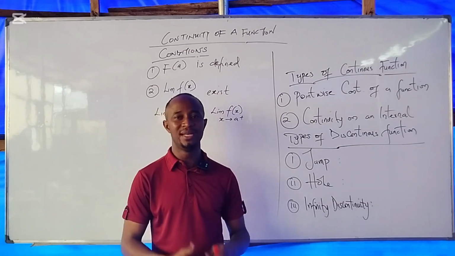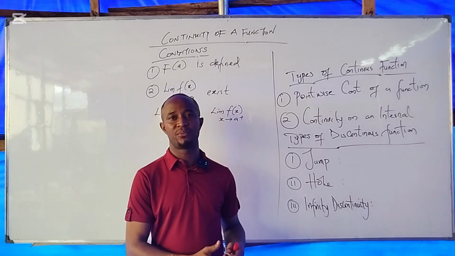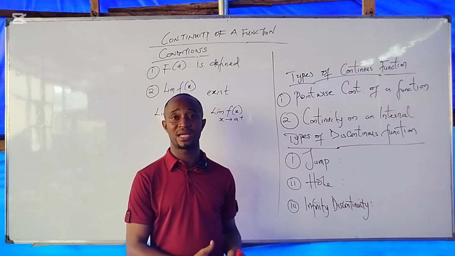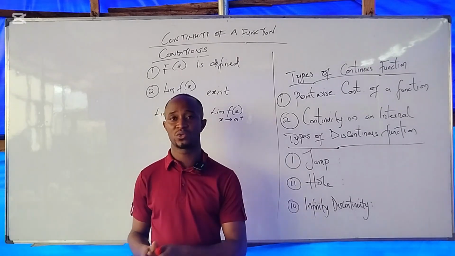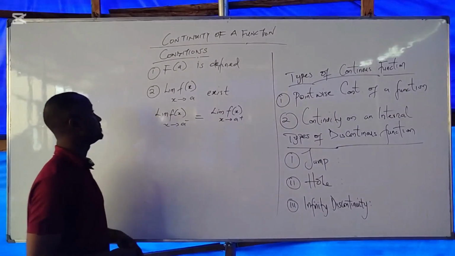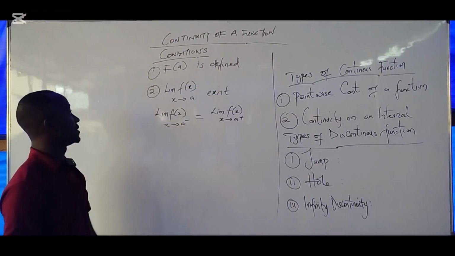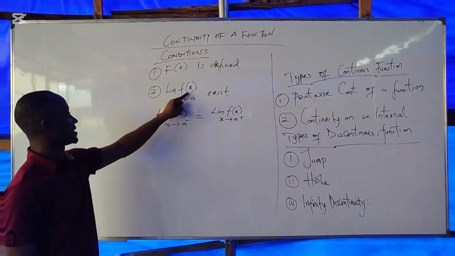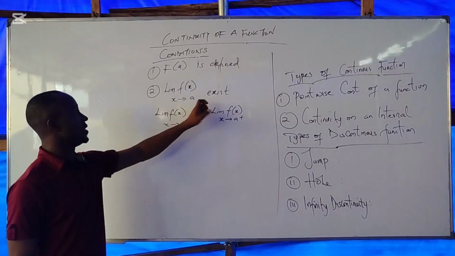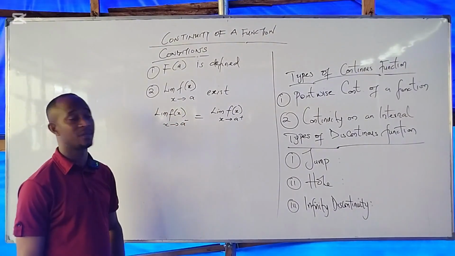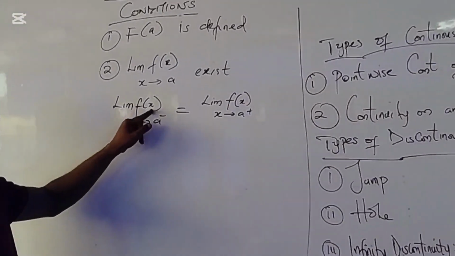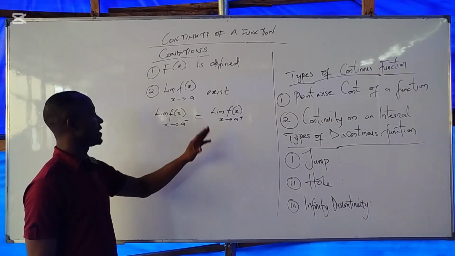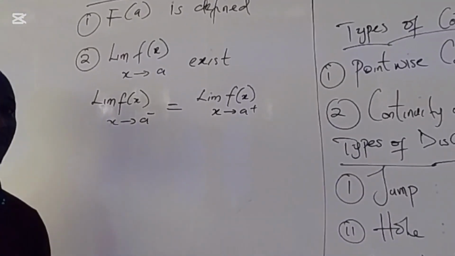Number two is that the limit of f of x as x approaches a must exist. The third is that the limit of f of x as x approaches a must be equal to f of a. Now, this is what I have on the board here. The condition for continuity of a function is that f of a is defined. Number two is that the limit of f of x as x approaches a must exist. What does it mean for this to exist? This simply implies that the limit of f of x as x approaches a from the left-hand side must be equal to the limit of f of x as x approaches a from the right-hand side.